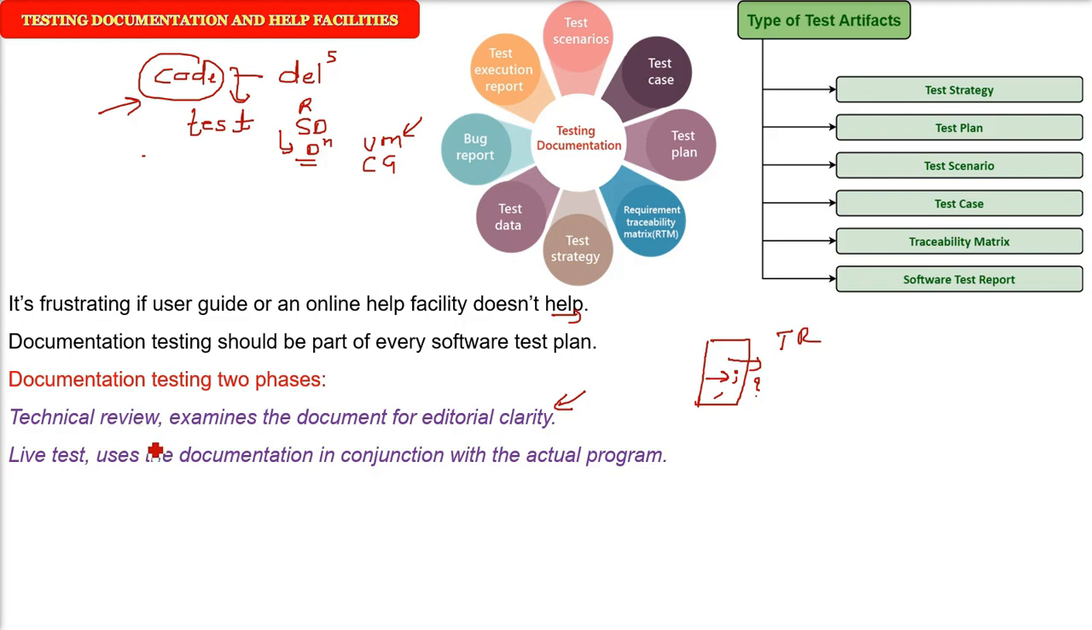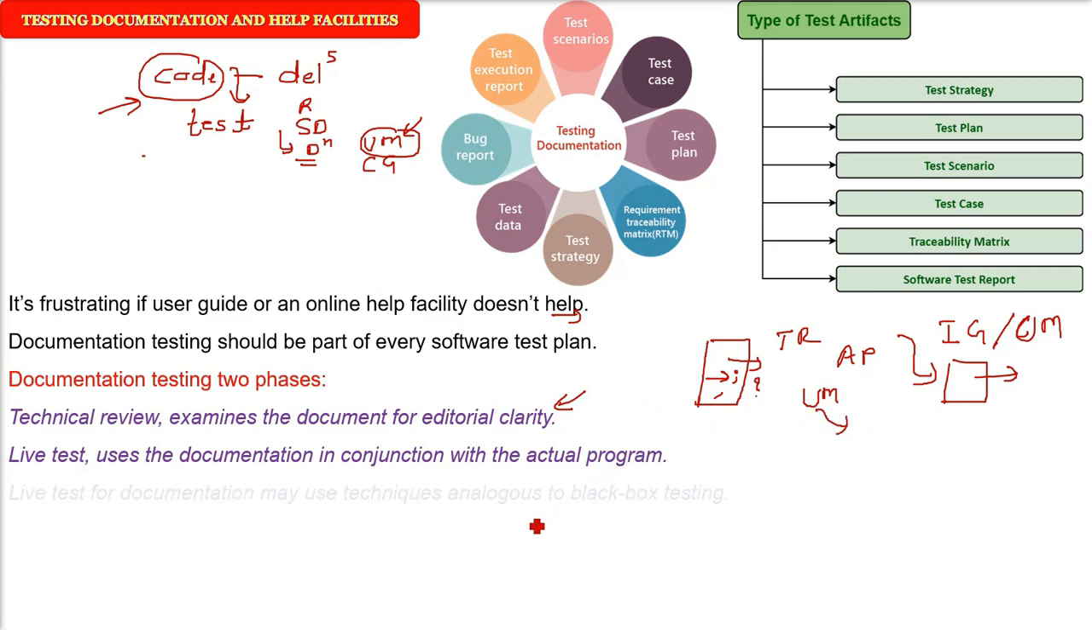And the live test, that means using the documentation in conjunction, with the help of the actual program. For example, you created an installation guide or a user manual. Now we will start with the installation guide and try to install the software. Or with the user manual, we will try to do a certain activity or achieve certain functionality. But if you are stuck somewhere and this user manual is not helping, that means testing is the main criterion to find out these errors. For this, you have to do testing.